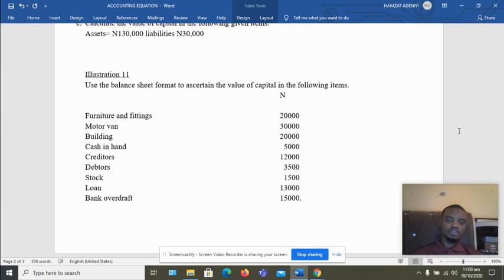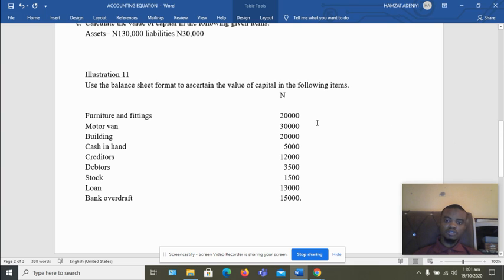But here we are going to solve a particular question using the balance sheet format. I told you the balance sheet is just a replica of the accounting equation. It's a statement. So we are going to solve illustration 2: use the balance sheet format to ascertain the value of capital in the following items. If you are watchful, among all these items we have assets and we also have liabilities, so the capital is not given. You are asked to solve for the value of capital using the balance sheet equation.